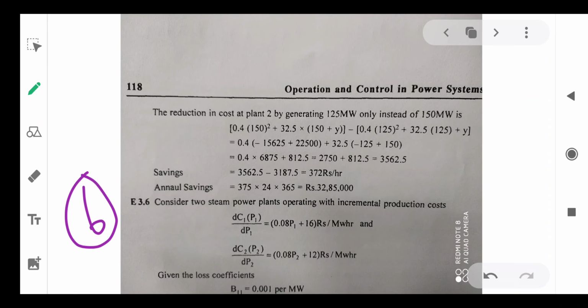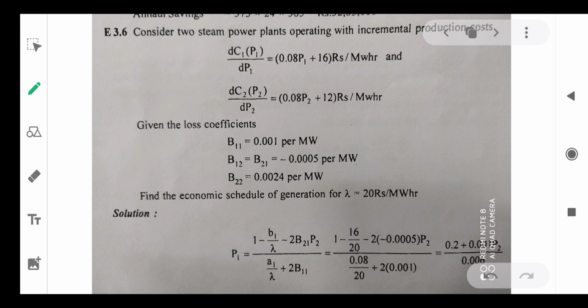Steam power plants. There are 2 steam power plants. IC1 and IC2 are specified like this: 0.08 P1 plus 16, 0.08 P2 plus 12. B11 is equal to 0.001 megawatt inverse. B12, B21 equal to minus 0.0005 per megawatt. B22 0.0024 per megawatt. Find the economic schedule of the generation for lambda is equal to 20.